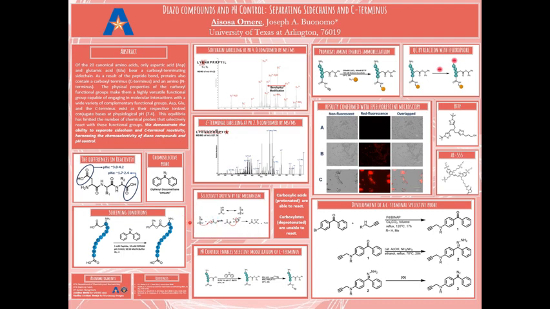mechanistic step in which the carbene resonance form is able to deprotonate the carboxylic acid. Carboxylates are deprotonated and therefore are unable to react. Then, utilizing our pH control, we can enable C-terminal specific reactions.